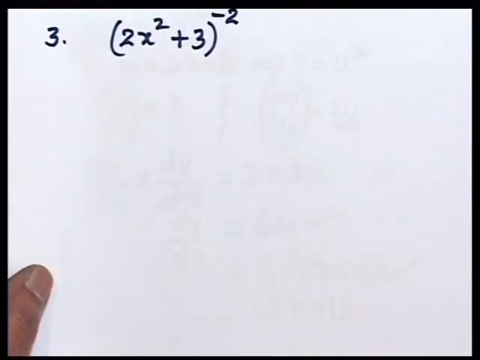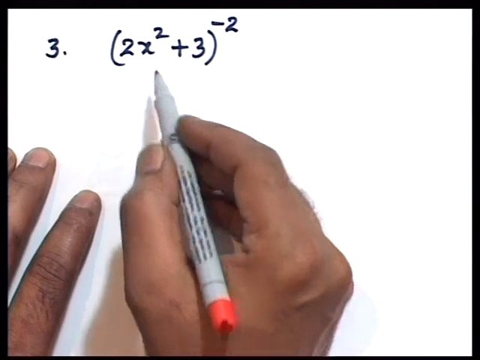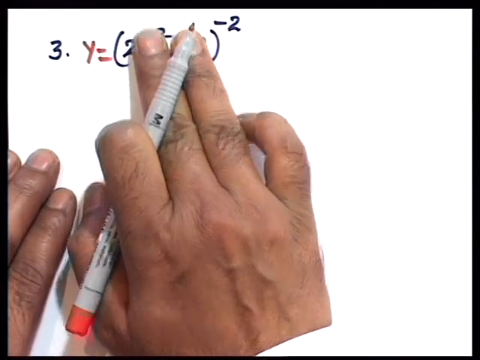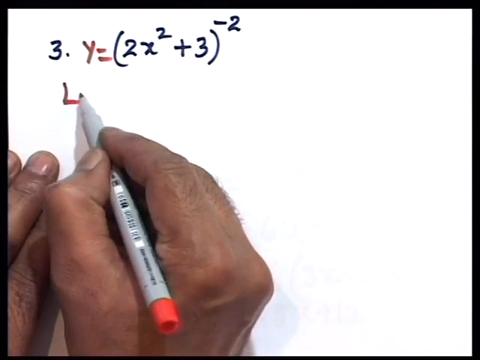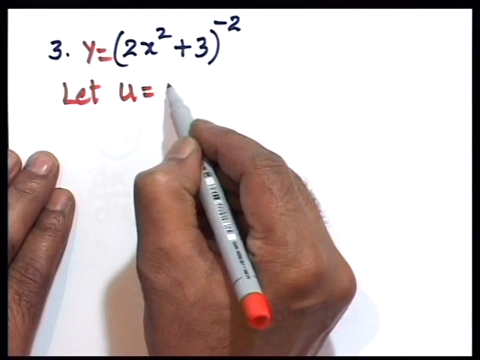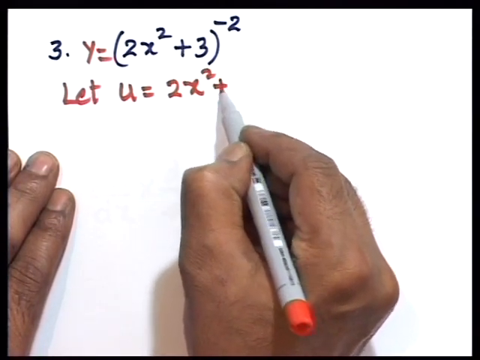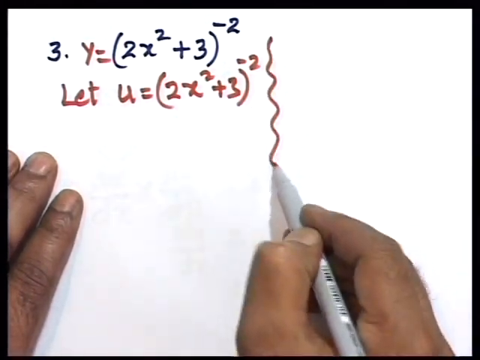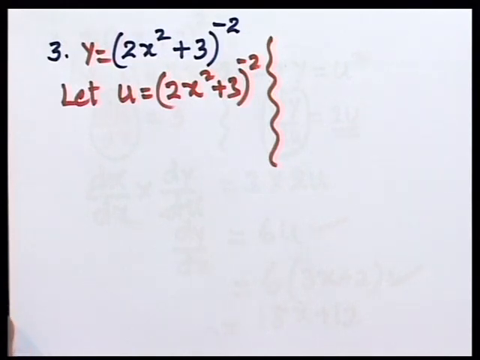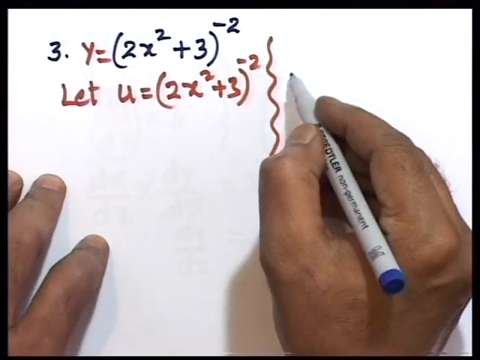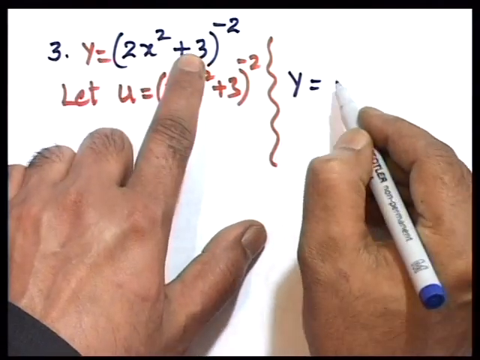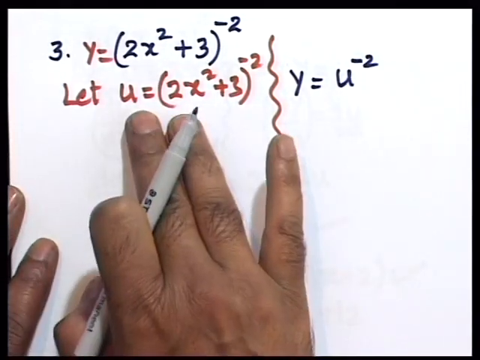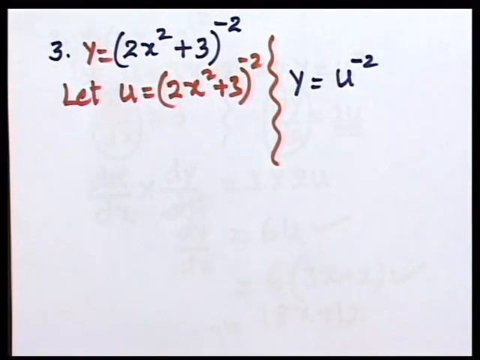Now I have question 3 on the board. On the screen here, y equals, please, and we call the bracket to be u. So let u equal (2x squared plus 3) to the power minus 2. What happens once I say that? The question now changes to y equals u to the power minus 2. Then we differentiate this, we differentiate that. See how we get on.